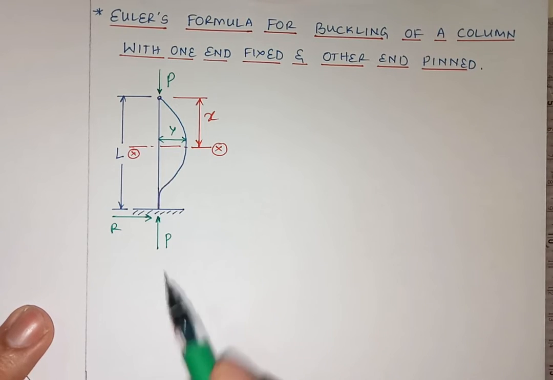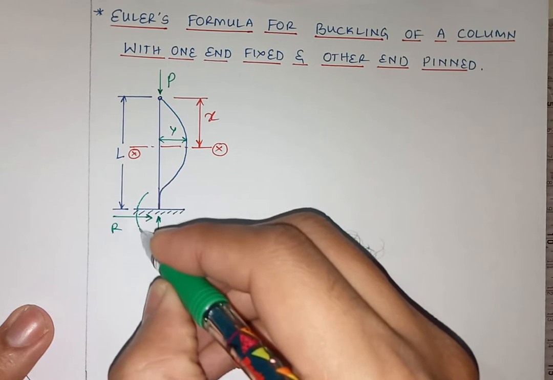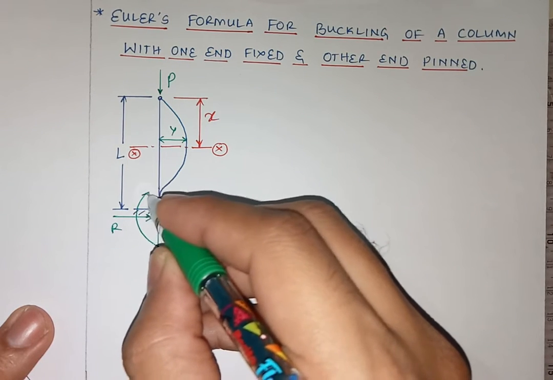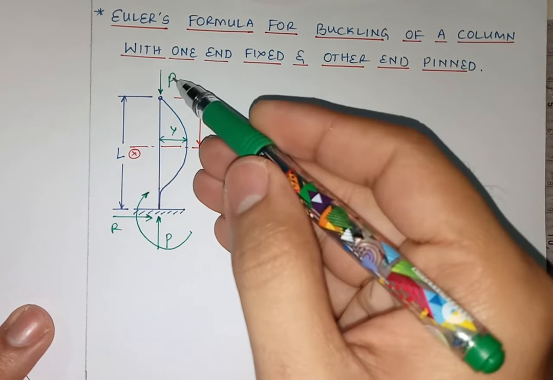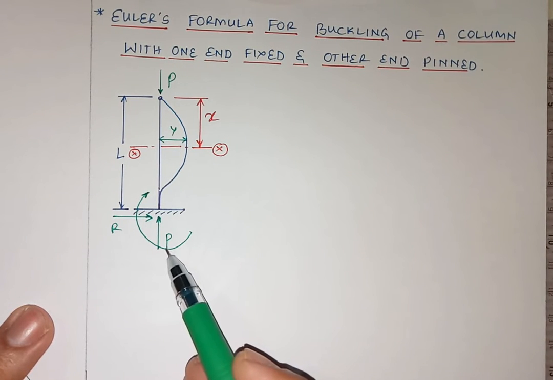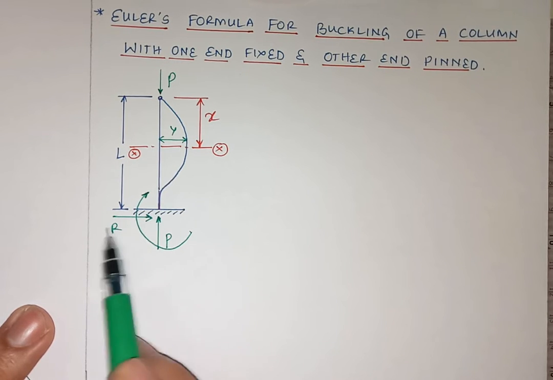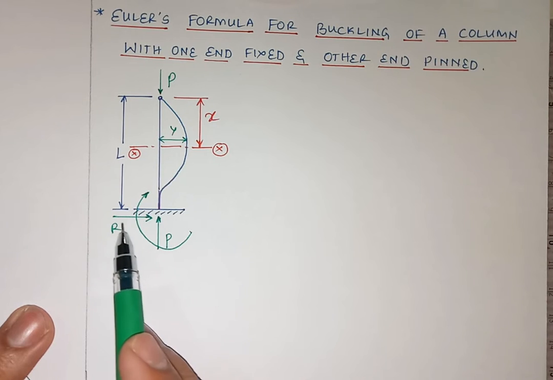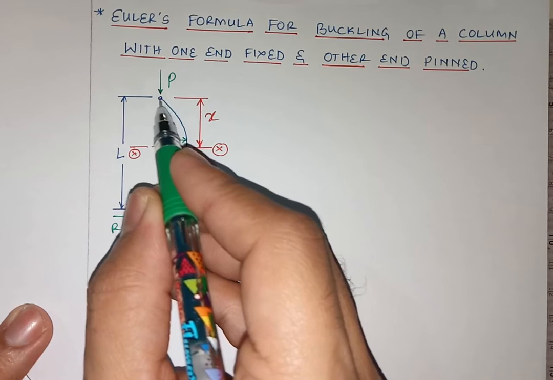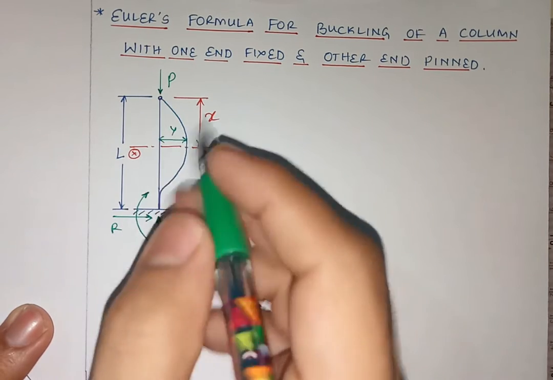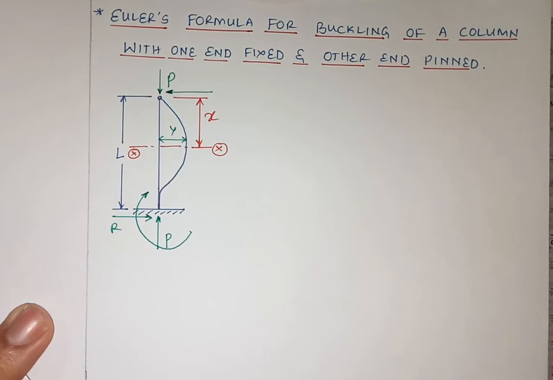To avoid that, at this fixed end the reaction should be in the clockwise direction. So the reaction will be like this. P is the action, this P is the reaction. Now here, since it is a fixed support, you will also have a reaction like this. In order to counter this reaction, so that this hinged point will not move from its position, there should be one more reaction here in this direction.